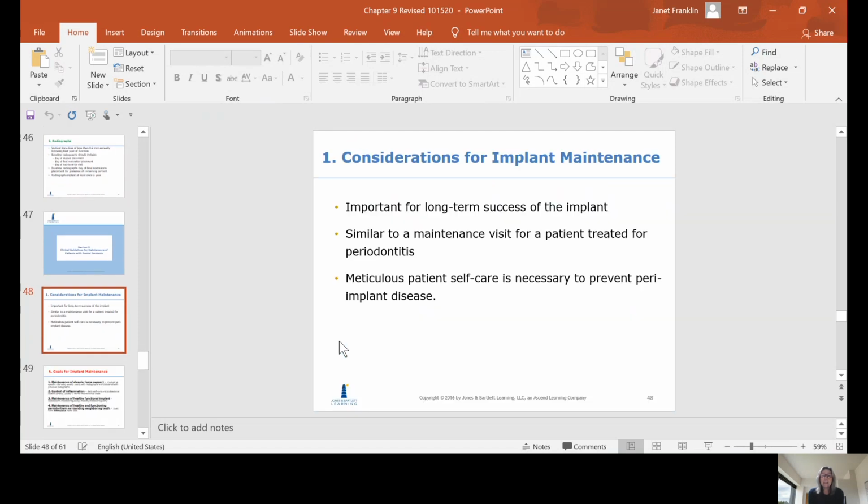Considerations for implant maintenance. This is the part that you really need to know about or care about. You need to know all of it, but really what you are involved in is the long-term success of the implant. Similar to a maintenance visit for a patient treated for periodontitis, meticulous patient self-care is necessary to prevent peri-implant disease. So you are going to teach the patient how to clean around this implant and keep it meticulously clean.